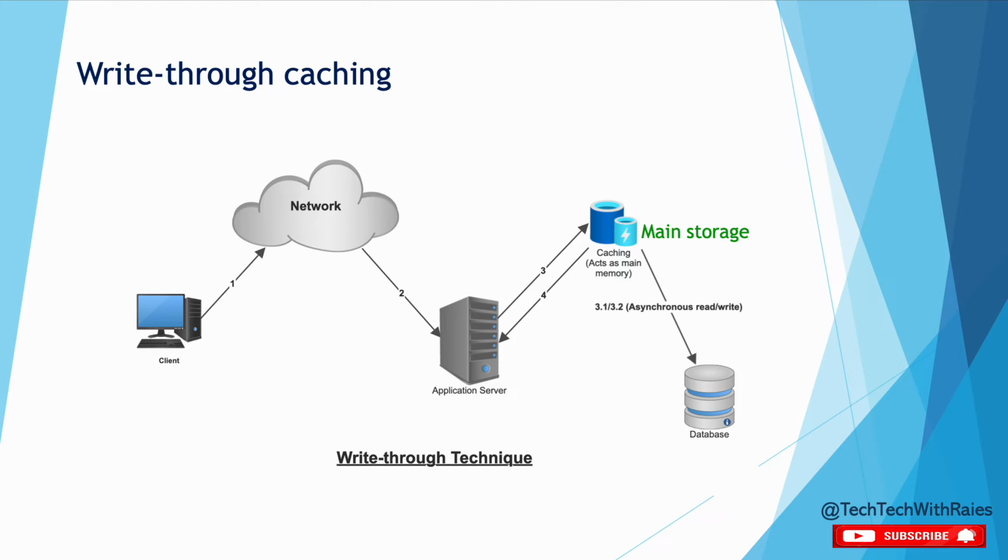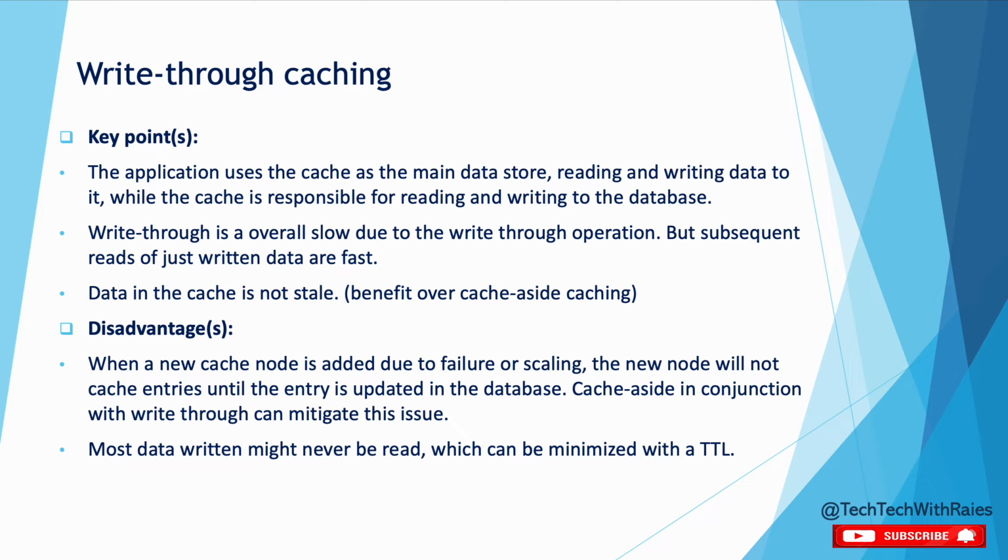Here are some key points and some disadvantages of this technique. Let us move on to the next slide. So these are the key points: the application uses the cache as the main data store, reading and writing data to it, while the cache is responsible for reading and writing to the database. A write through is overall slow due to the write through operation, but subsequent reads of just written data are fast. Data in the cache is not stale. This is one of the best benefits over cache aside caching. In cache aside caching, there were chances that data would become stale.